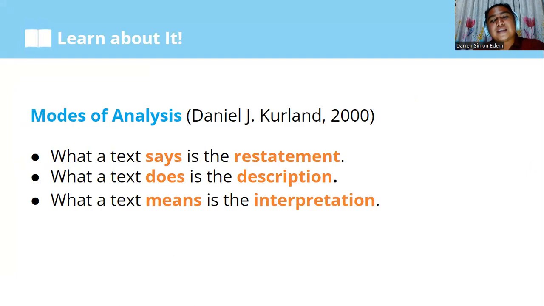Now, let's talk about the mode of analysis according to Daniel Kurland in 2000. What a text says is the restatement. Meaning to say, what the particular text, article, or literary piece says is a restatement of the previously conceived thought of the writer or the author. What a text does is the description. What the text is trying to convey in terms of the action that we need to do is actually the description of a particular subject matter. And what a text means is our interpretation. So it varies based on how well versed we are with a particular discipline or expertise.